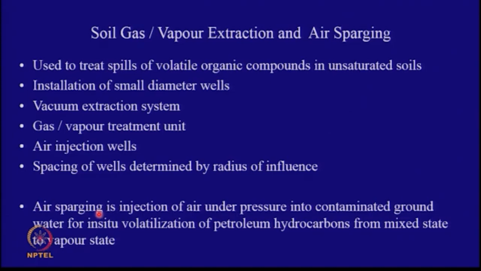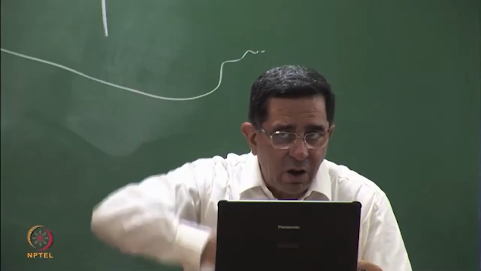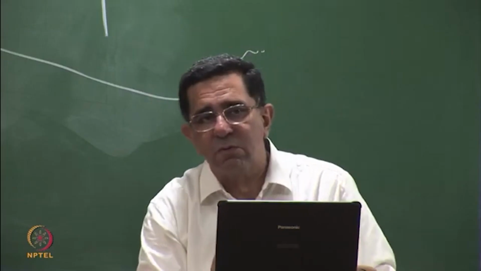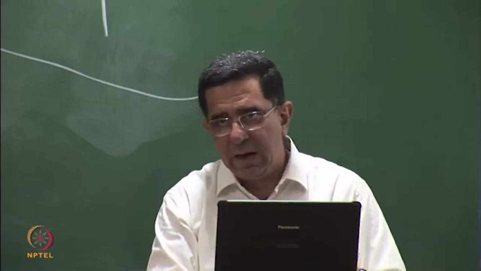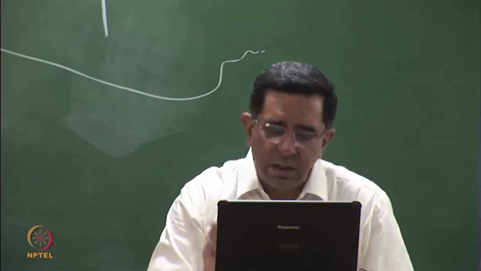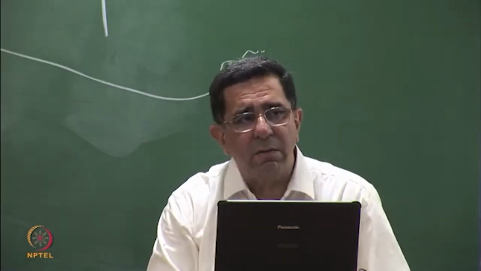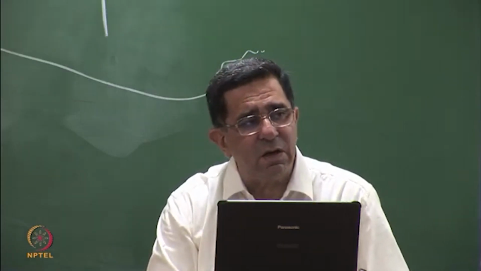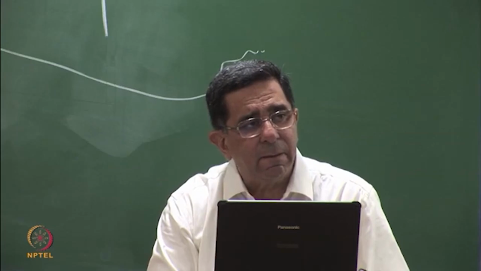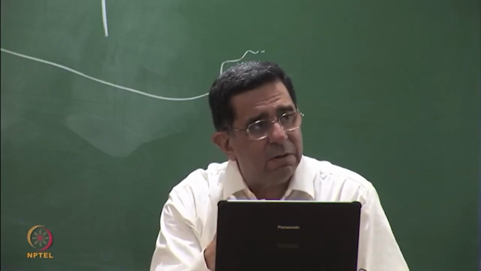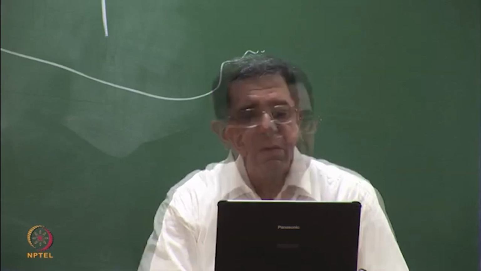So air sparging is the injection of air under pressure into the contaminated groundwater for in situ volatilization of the petroleum hydrocarbons from the mixed state to the vapor state. So you send in the air and then you extract the air, and along with the air out come the fumes of the hydrocarbons, and eventually the entire hydrocarbon volatilizes and is cleaned up.